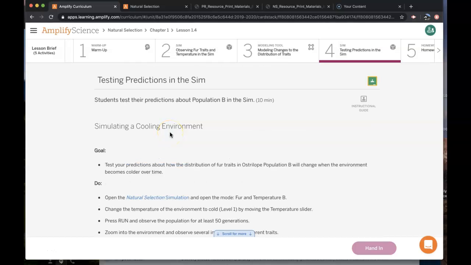This is Natural Selection Lesson 1.4, Activity 4. And we are going to test our predictions about population B that you just did a modeling tool for. So you predicted what would happen to population B in the modeling tool that had the two traits of low fur. So you're going to test that in the sim activity.